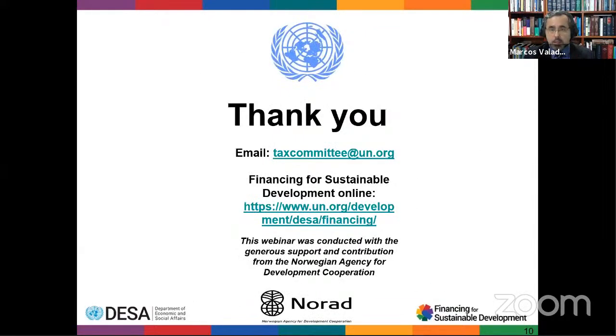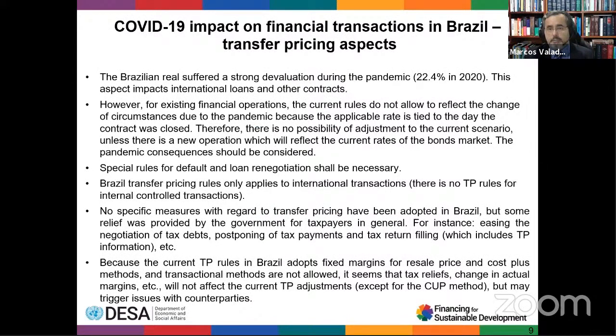But because our methodology is very simple, the current rules do not allow us to reflect the change of circumstances due to the pandemic. So there are no special rules to cope with the pandemic. There are only general rules, such as negotiation of tax debts, postponing the payment of tax, and postponing the tax return filing. But they are general, not specific for transfer pricing. We don't have specific rules for transfer pricing in terms of coping with the pandemic crisis.